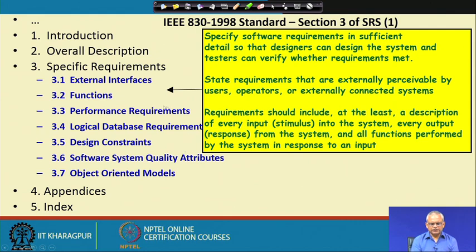While writing the functional requirements, we should make sure that we have, as far as possible, all the input or stimulus to the system, the output that is produced by the system, and the functionalities.